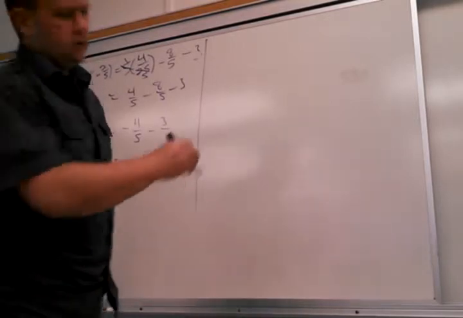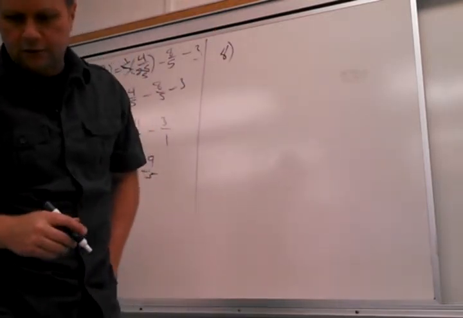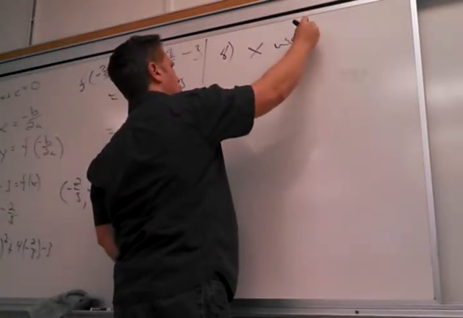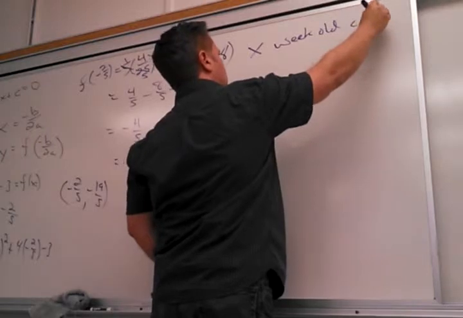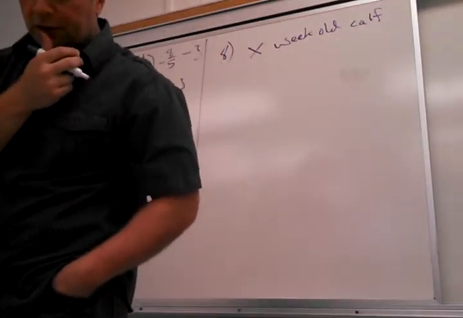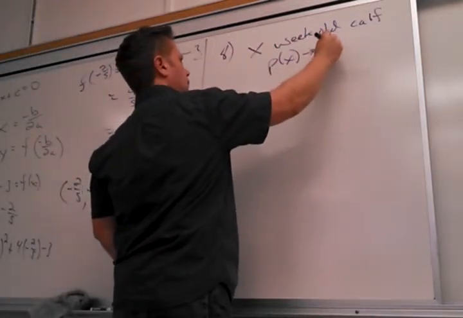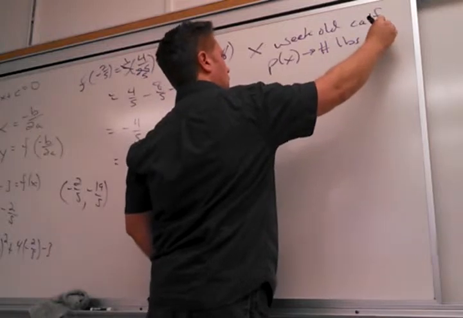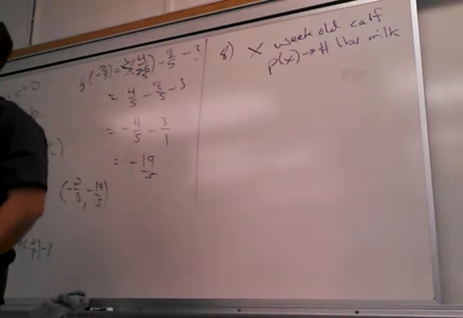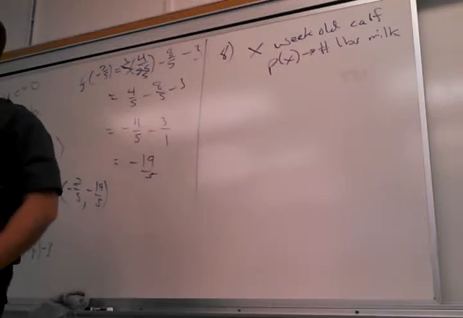So let's see, like number 8 says the number of pounds of milk per day recommended for a calf that is X weeks old. So we have an X week old calf. And the number of pounds of milk it should get is represented by P of X. Alright, so if I had a 5-week-old calf, I would plug the number 5 into the function to see how much milk it should get.